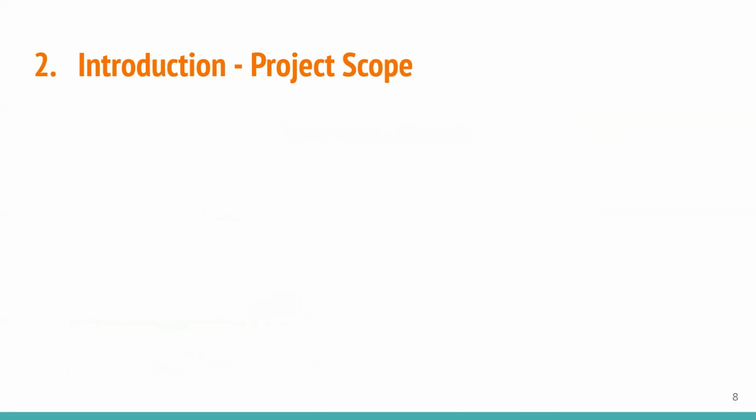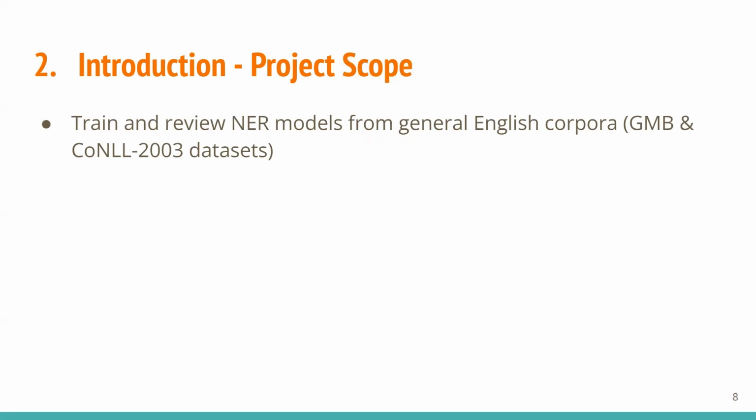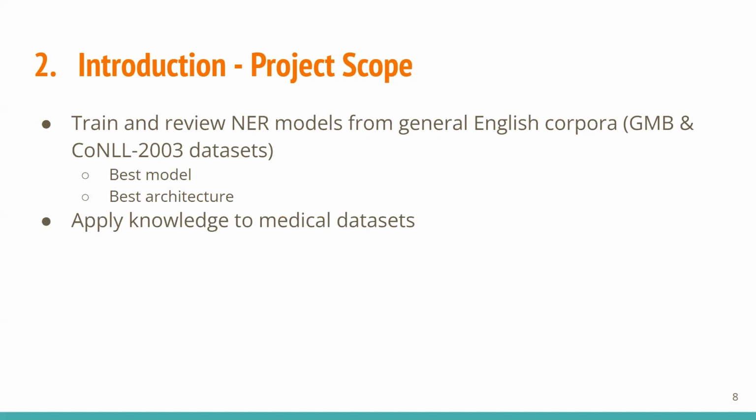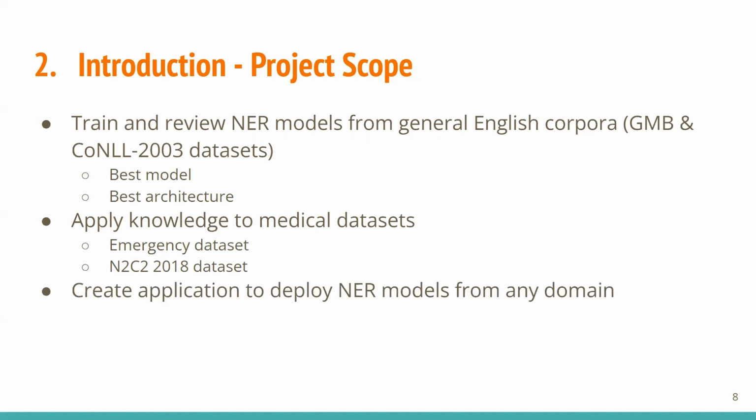The scope of this project is to train and review models from general English domain to evaluate the best model and the best architecture, and then apply this knowledge to the medical domain on an emergency hotline dataset as well as a clinical dataset known as N2C2. Another objective is to create an application to deploy NER models from any domain.